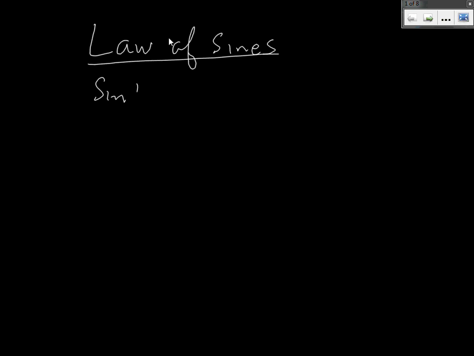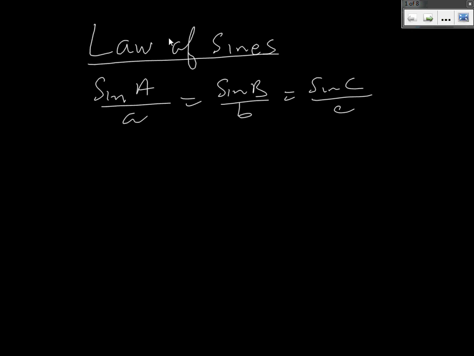We're going to prove the law of sines. The law of sines says that in any triangle, the sine of angle A divided by little a, the sine of B divided by little b, and the sine of angle C divided by the side opposite C, they all have the same ratio. They're all equal. Kind of surprising, but they're all equal.